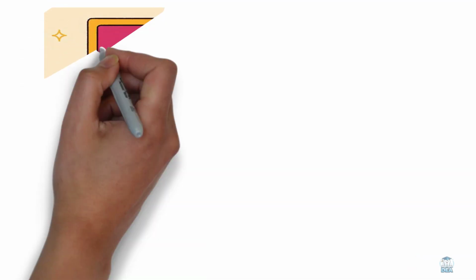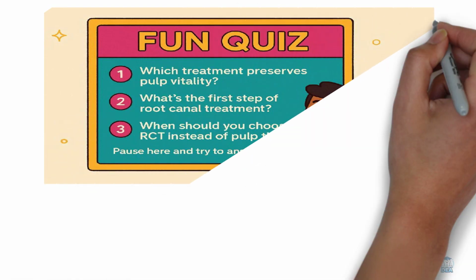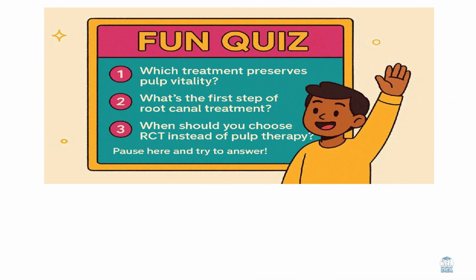Quiz time. Time to test your knowledge. Which treatment preserves pulp vitality? What is the first step in root canal treatment? When should you choose RCT over pulp therapy? Think you got it? Pause the video and answer.